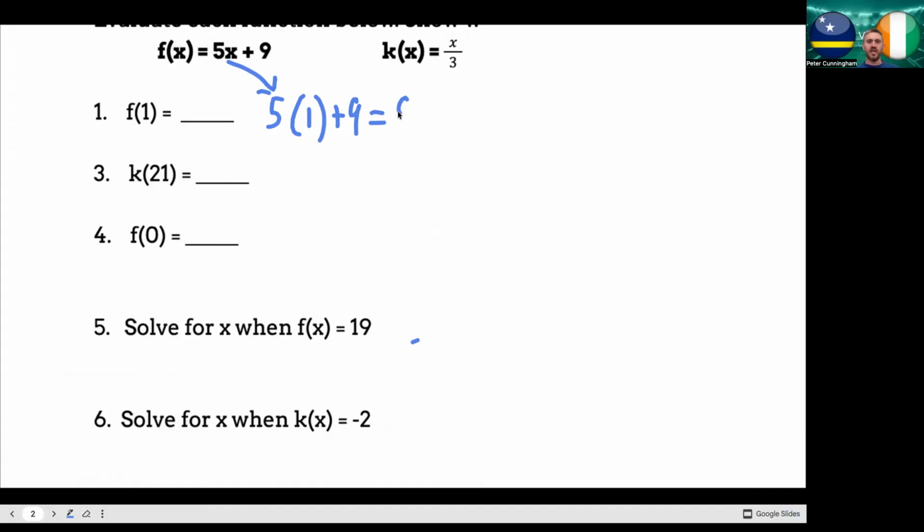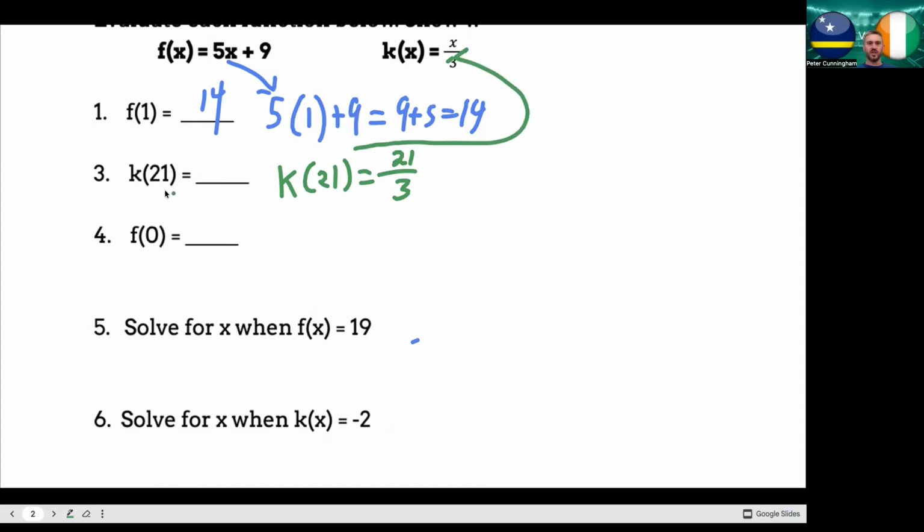Okay, so we've got the f function. With 5, you're replacing the x in the top function there. So this would be 9 plus 5, which is 14. Switch colors for the next one. We go to function k here. So k of 21 equals 21 over 3, because I'm using this function since it says to use k. Okay, so 21 divided by 3 is 7. So there's my answer.